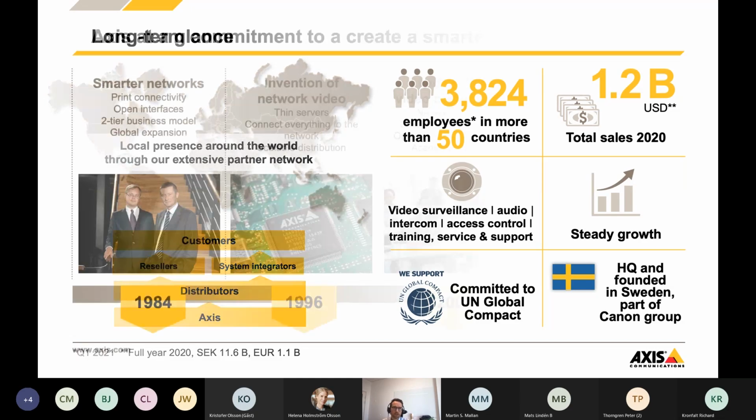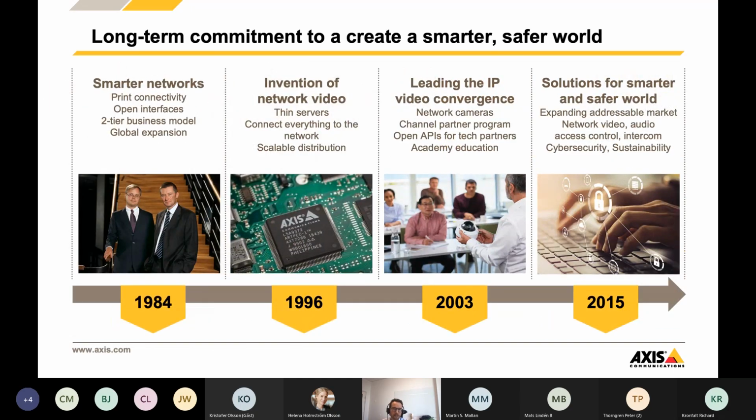And to give some history, we started in '84 with printer connectivity, moved on to the invention of the network video in 1996, and during the beginning of the 2000s we led the conversion from analog surveillance video to IP based, and since then we've added a lot of different kinds of hardware to this, as we work to create a smarter and safer world.